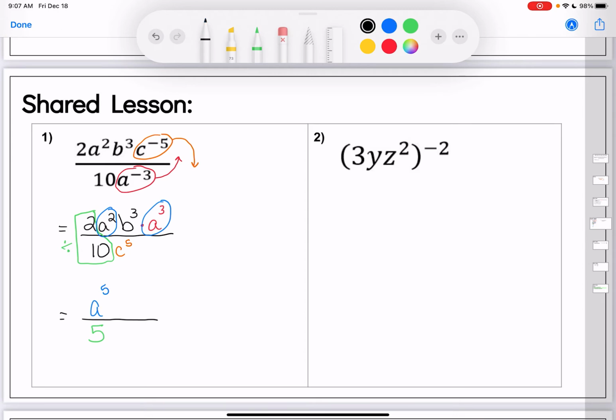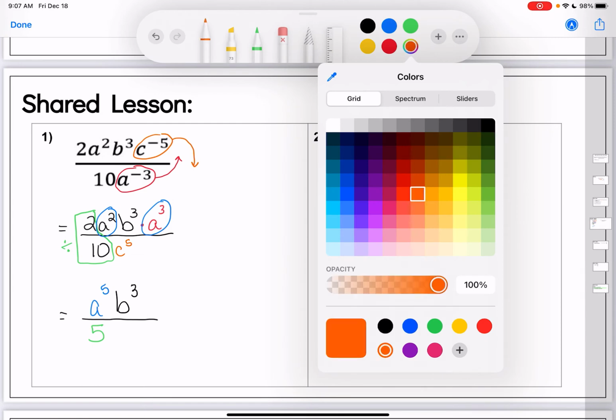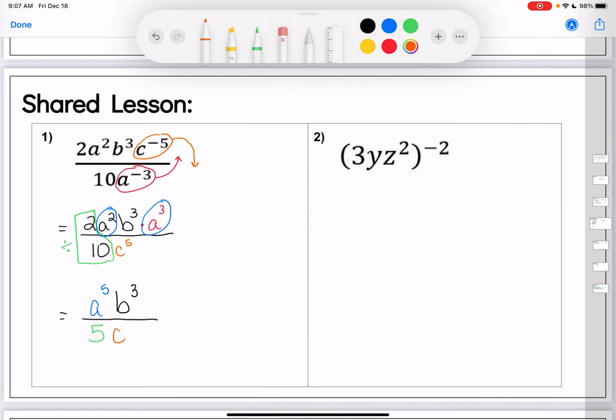Looks like the other two bases don't have anything to combine with. I have a b to the third on the top and a c to the fifth on the bottom, so they're just going to stay where they are. So I'll have a to the fifth, b to the third on the top over 5c to the fifth. So if you just take it step by step, things that look complicated at the beginning are not so difficult. You'll be okay.